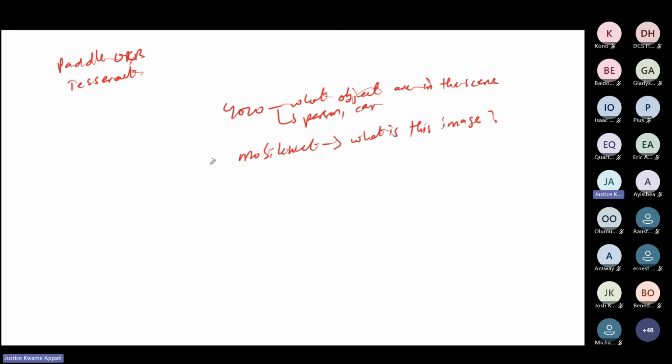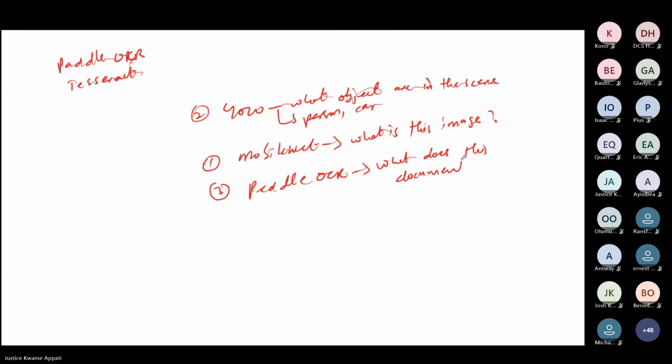I can even begin from this being first. What is this image? It is a bill, a water bill. What are the objects in it? A logo, a name, an amount. Can you then extract it? So OCR, which asks the question, what does the document say?